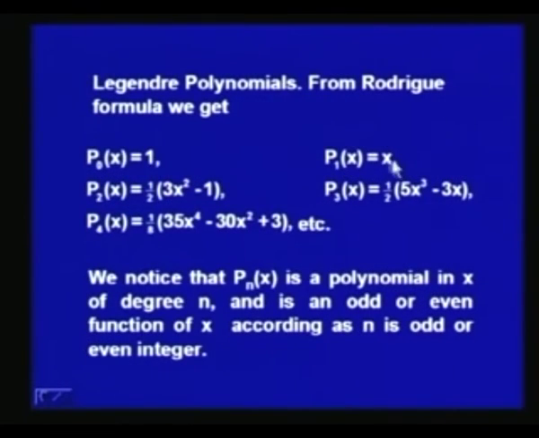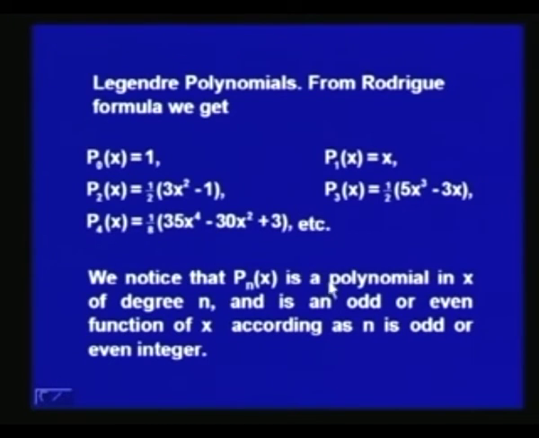Now, from the Rodrigues formula, if we find the values of P0(x), it turns out that P0(x) is 1, P1(x) is x, P2(x) is 1/2 into (3x² − 1), P3(x) is 1/2 into (5x³ − 3x), P4(x) is 1/8 into (35x⁴ − 30x² + 3), and so on.